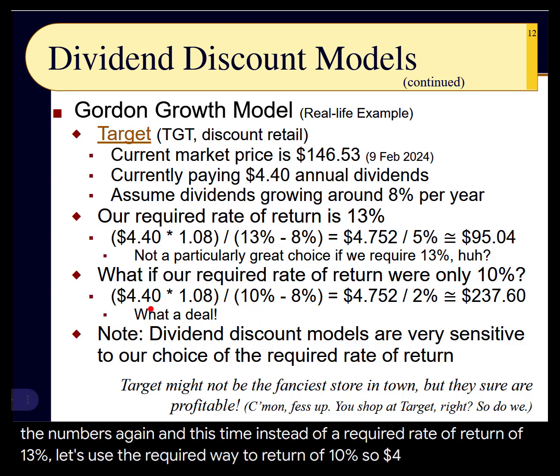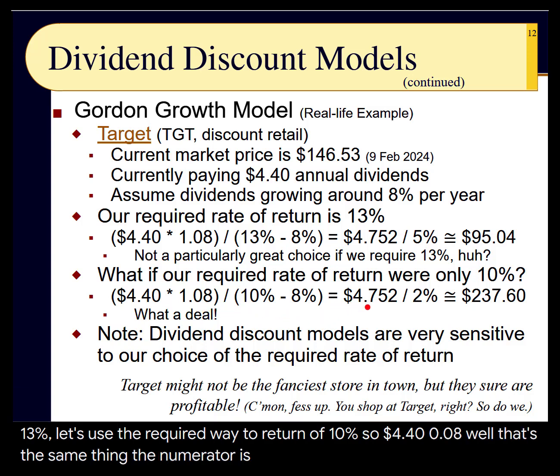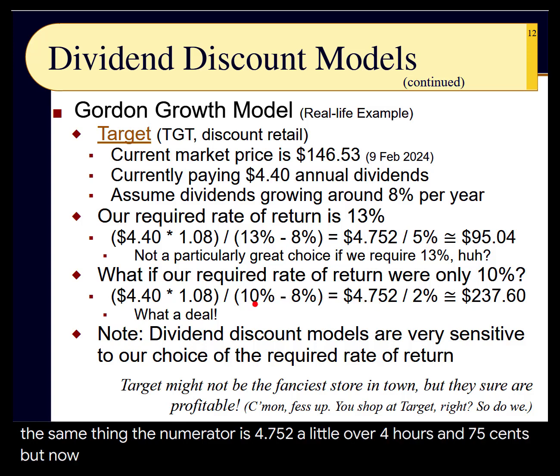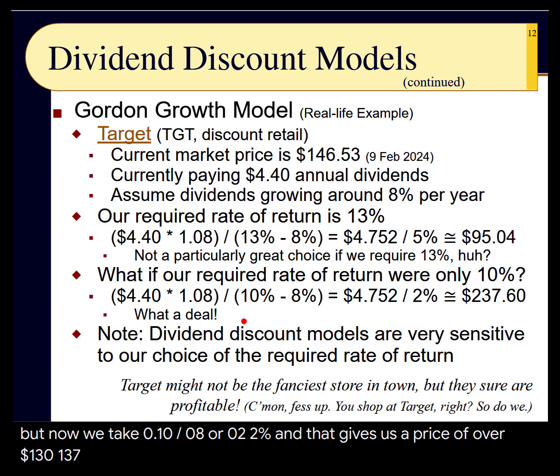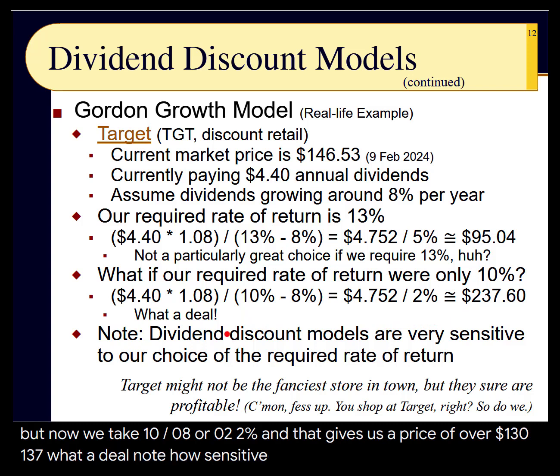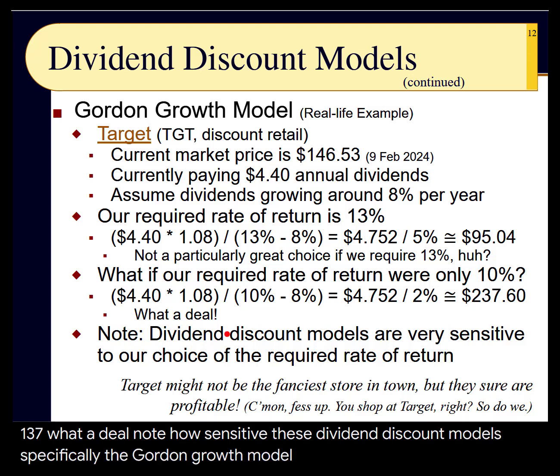So $4.40 times 1.08, well, that's the same thing. The numerator is 4.752, a little over $4.75. But now we take 0.10 minus 0.08, or 0.02, 2%. And that gives us a price of over $230, $237. What a deal. Note how sensitive these dividend discount models, specifically the Gordon growth model, are to our choice of the required rate of return.